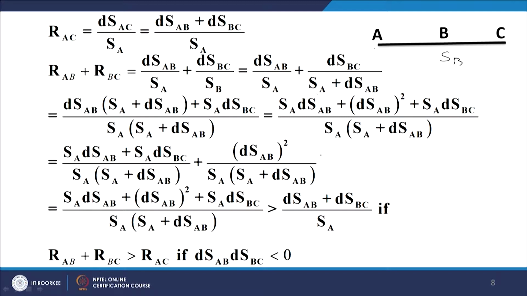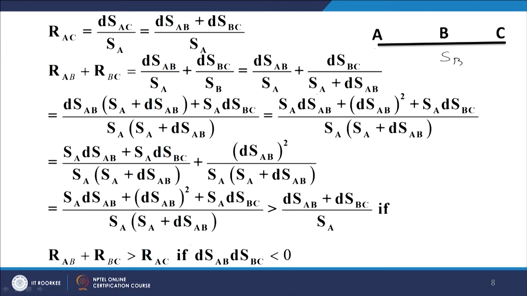If this expression, that is the sum of the two returns, is to be greater than this return, then we must have that R_AB plus R_BC is greater than R_AC. If you simplify this whole expression, then the requirement is dS_AB into dS_BC must be less than 0. That means there must be one up movement and the other should be down movement.